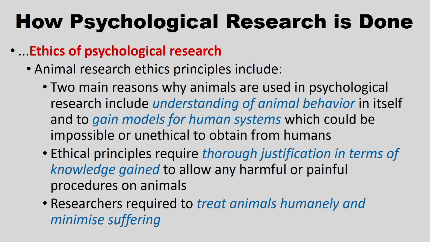When we are doing animal research, there are certain ethical guidelines which we have to follow. There are two main reasons why animals are used in psychological research. First of all, understanding animal behavior. Some kinds of human behavior cannot be studied directly. For example, how does a drug progress in humans?